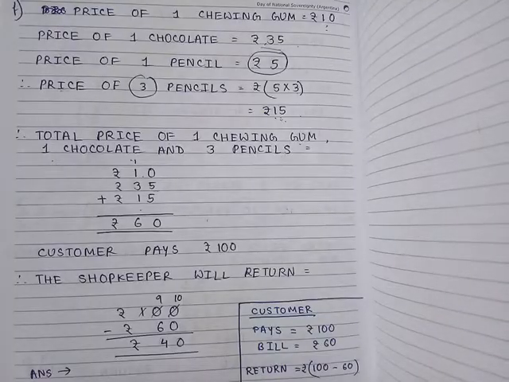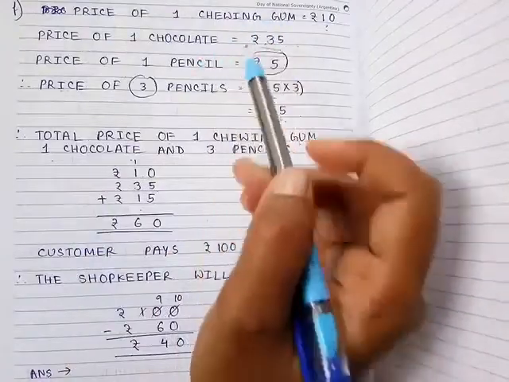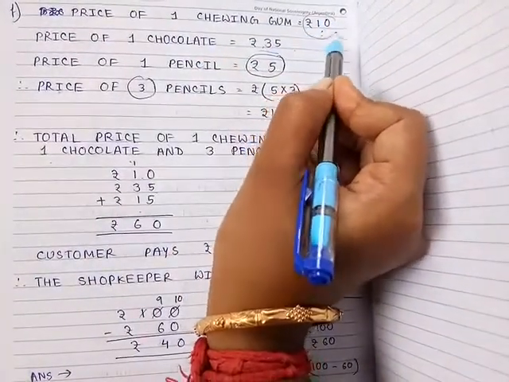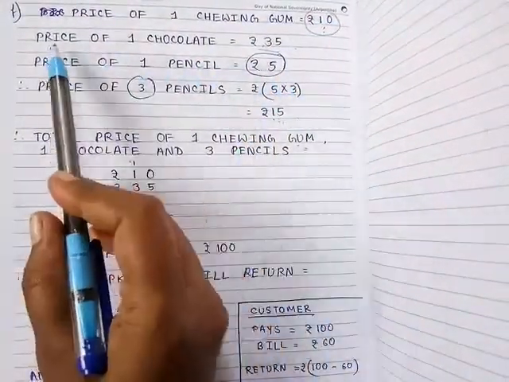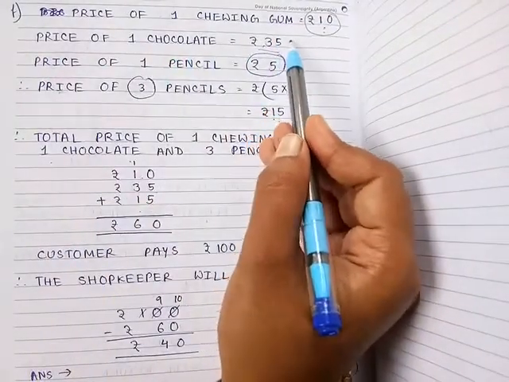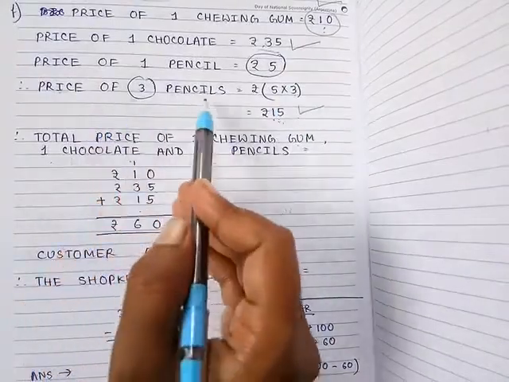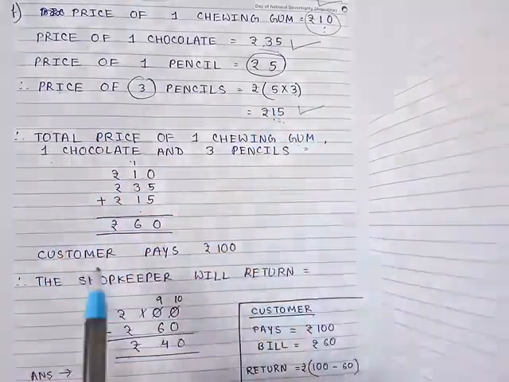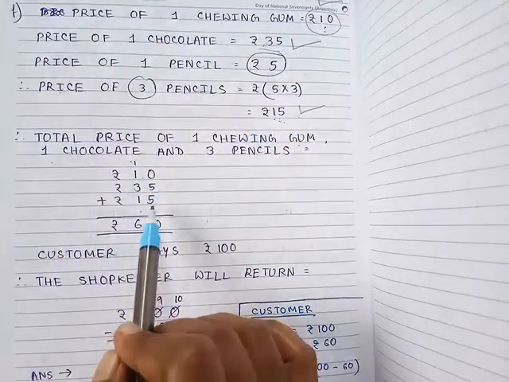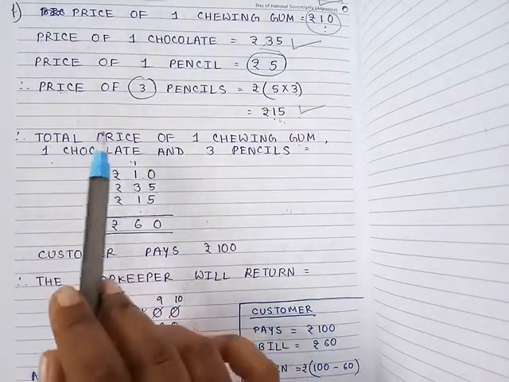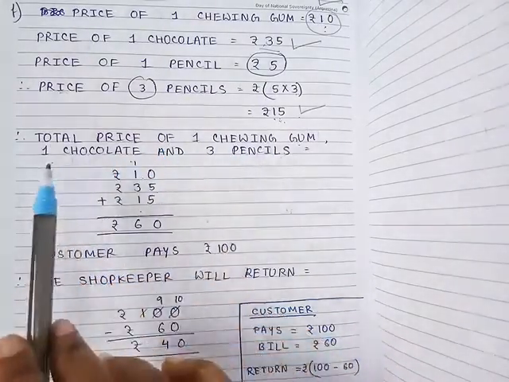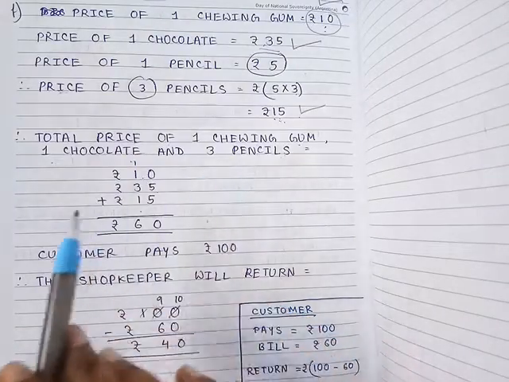Now we will add all these prices. Rupees 10, price of one chocolate is rupees 35, and price of 3 pencils is rupees 15. We will add 10, 35 and 15. Then we will get total price of one chewing gum, one chocolate and 3 pencils.